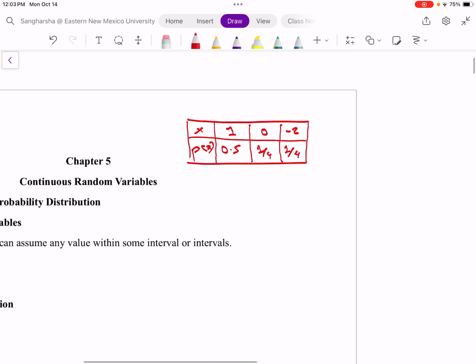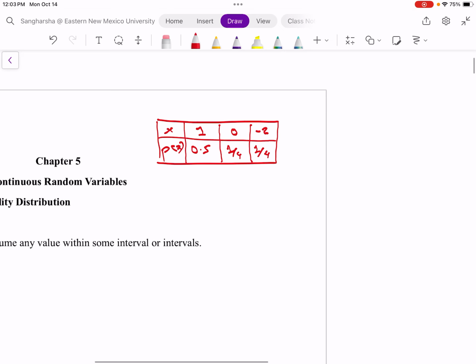Now, in order to graph this discrete random variable, we have x along our horizontal axis and p of x along the vertical axis. The horizontal axis represents the values of x, so the values of x are 0, 1, and -2. So let's say this is 0, this is 1, and this is 2. Now, you can use a histogram or you can draw a vertical line to represent the probability.